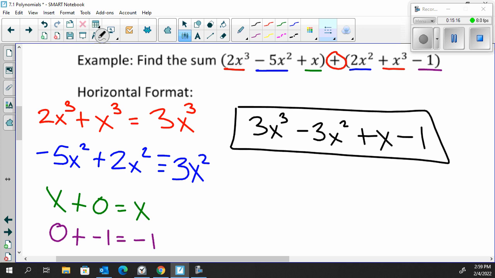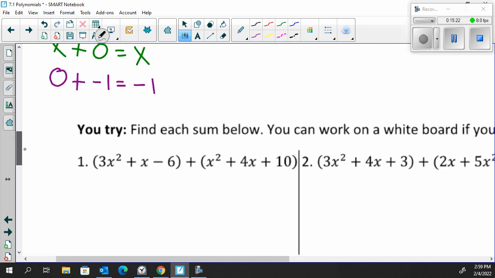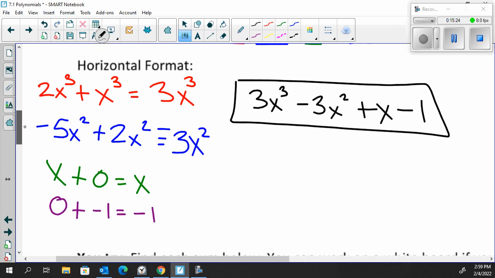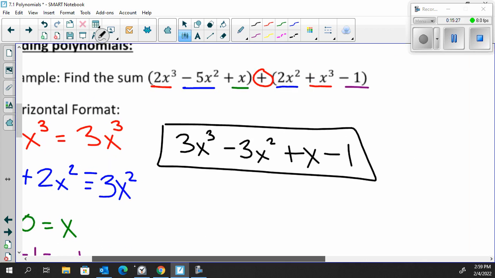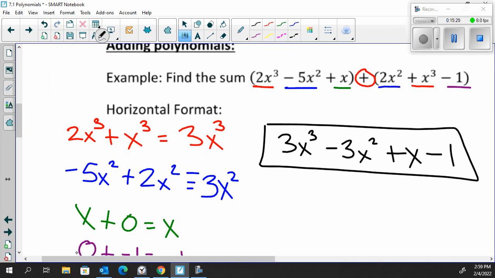Does this make sense? Okay, what do I got? 5.5 minutes. Oh, wait a minute. I think there's another one I wanted to do. Never mind. Let's just do a couple more examples and then we'll pack it in, okay?